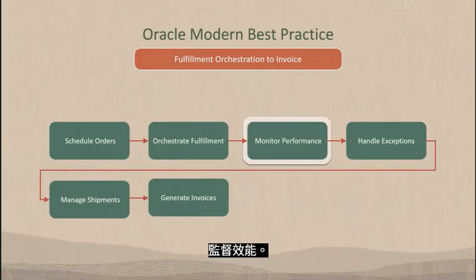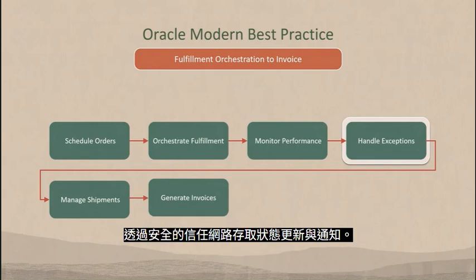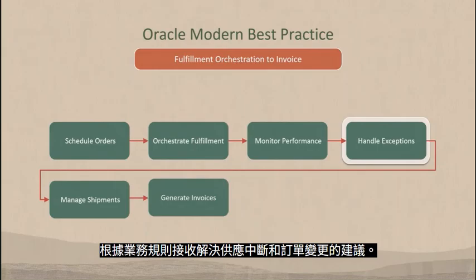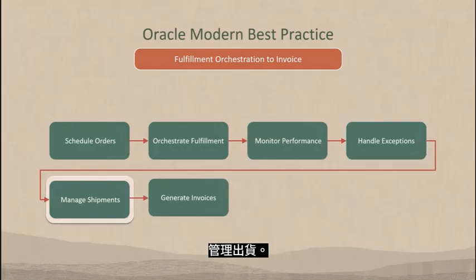Monitor performance. Cyclically review the key operation metrics through dashboards and adjust the fulfillment strategies to ensure optimized demand and source performance. Handle exceptions. Access status updates and notifications through a secure, trusted network. Manage and schedule back orders using a dashboard. Receive recommendations for addressing supply disruptions and order changes in line with business rules. Utilize what-if analysis to determine the best course of action.